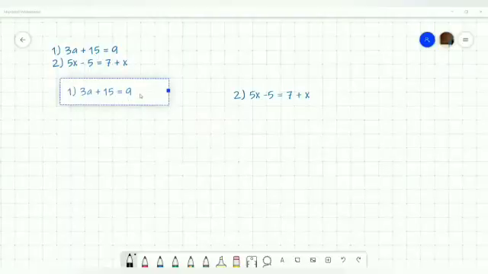So students, here we have two equations. One is 3a plus 15 is equal to 9. So in this first equation, you can see we have variable a only on the left hand side, because right hand side we have a constant number 9. So let's see how to solve this equation.